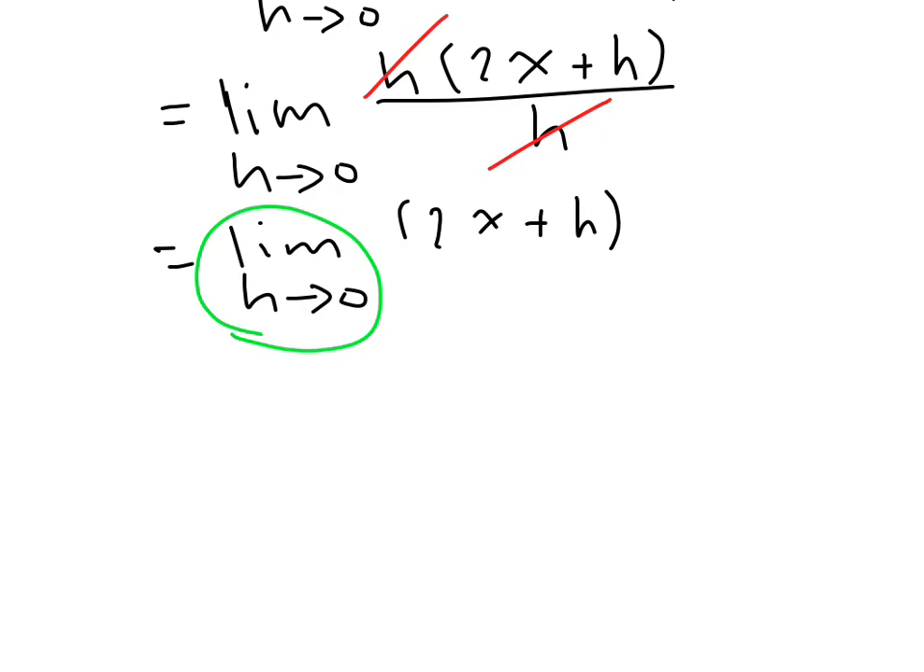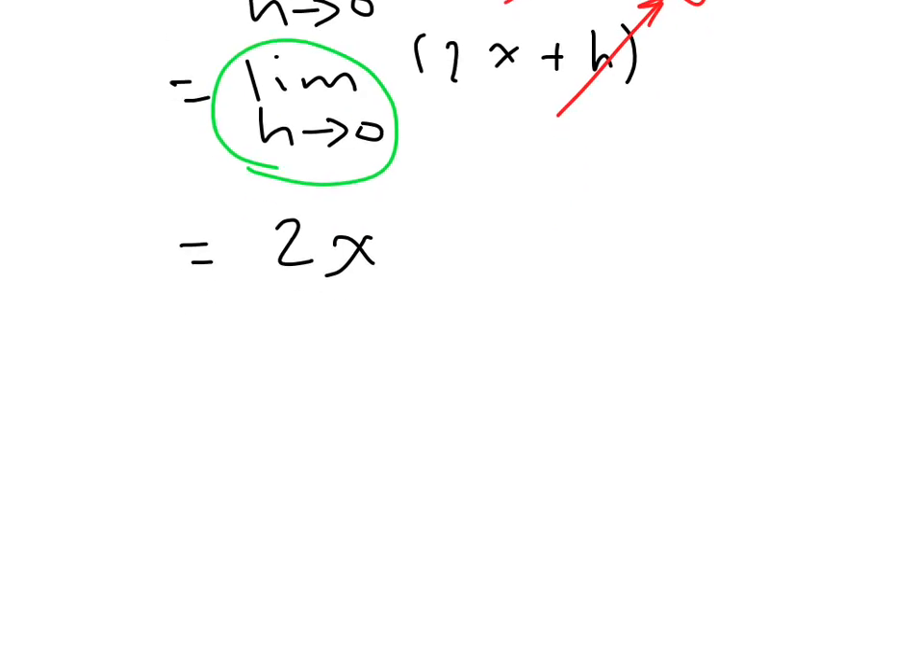Alright, so h goes to 0, and this is equal to 2x. So the derivative of x squared using the first principle is 2x. We all know that using the standard formula, right? Using the standard formula, the derivative of x squared is 2x, which is exactly what we obtained here.